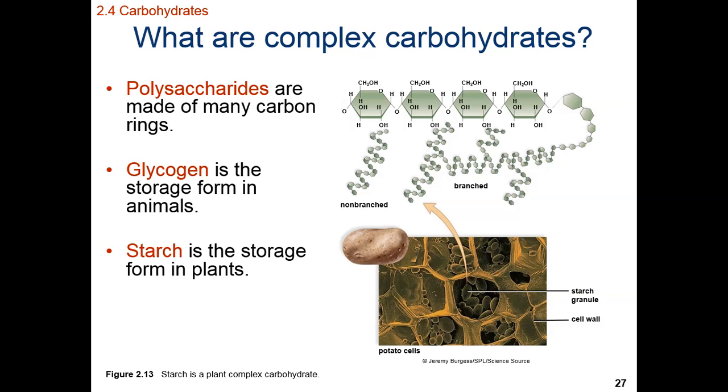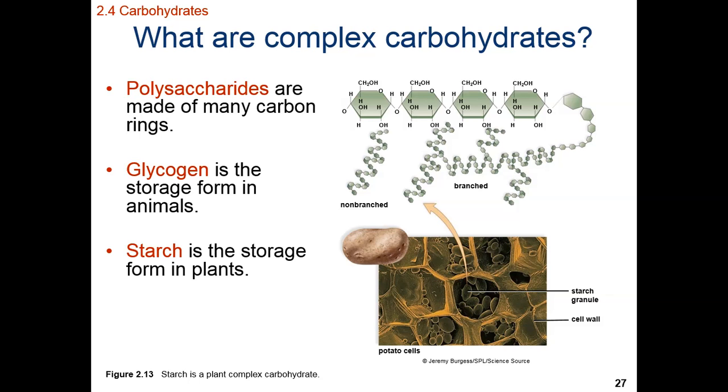We can also have a complex carbohydrate. These complex carbohydrates are going to have many, many sugar subunits linked together. Sometimes they're branched, sometimes they're unbranched. Different organisms have different kinds of complex carbohydrates. A generic name for a complex carbohydrate is a polysaccharide. It's made of many carbon rings or many sugar subunits.